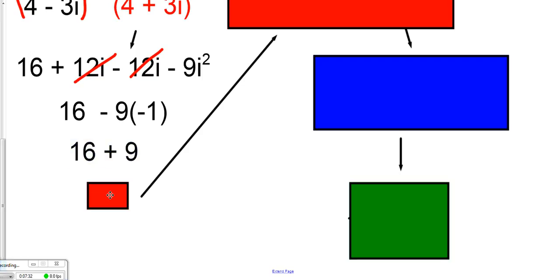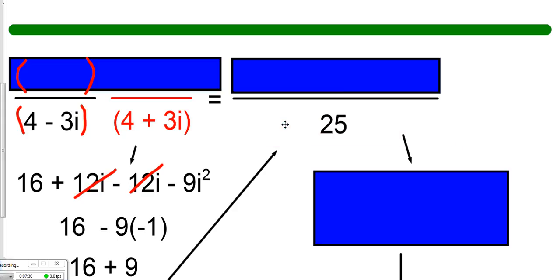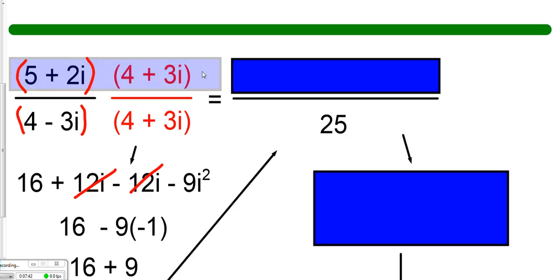So 16 plus 9 is just 25, meaning our new denominator is just simply 25. So we multiplied the top and bottom by 4 plus 3i. Our denominator simplified nicely just to a 25. Notice there's no more i's left, it's just a constant. Now we need to do the same with the top.